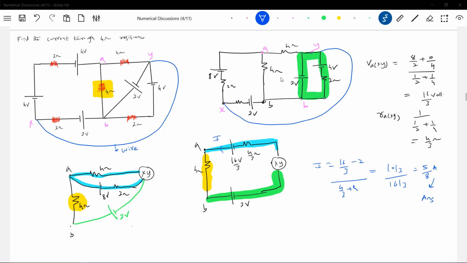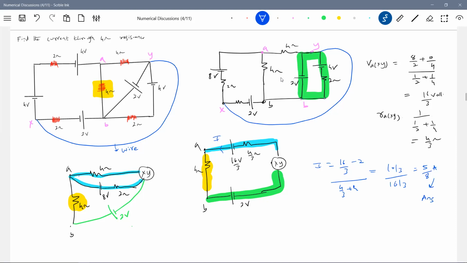How did we get Vxy? Vxy is this one, ma'am. Here, I'm replacing these two with an equivalent EMF, that one. So here, this is 8 volt. So there's one branch which is not having EMF, having only resistance. There's a branch which is having an EMF and internal resistance. So again, we can carry on the same method.